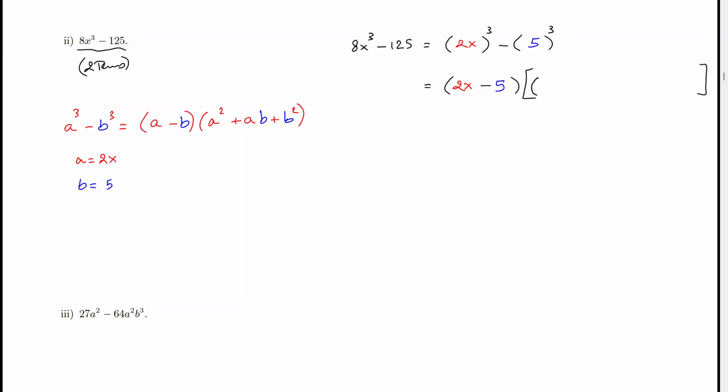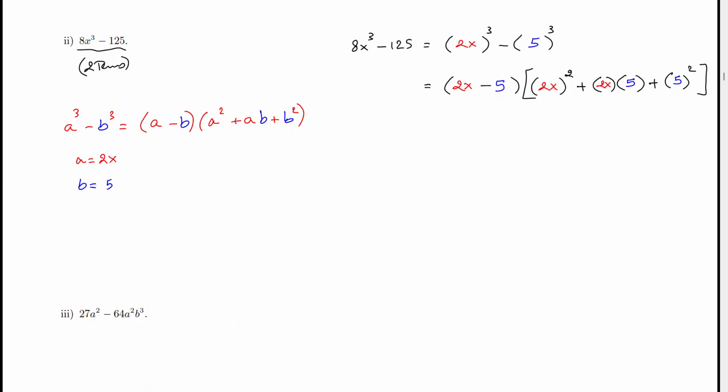The second parentheses asks me to first square the a. So I'm going to take the 2x and square it. Then the formula tells me to put a plus sign, then multiply the a and b with one another. So I'm going to multiply the 2x and the 5 with each other. And finally, it tells me to write down a plus and a b squared. Now keep in mind the b is 5. So if you know that 5 squared is going to be 25, you can write that already, but I'm just going to put 5 squared for now.